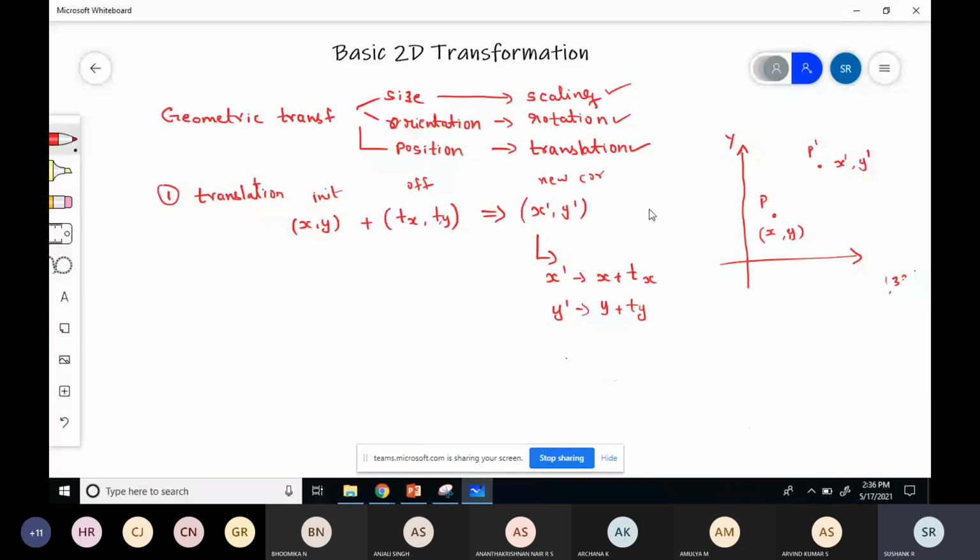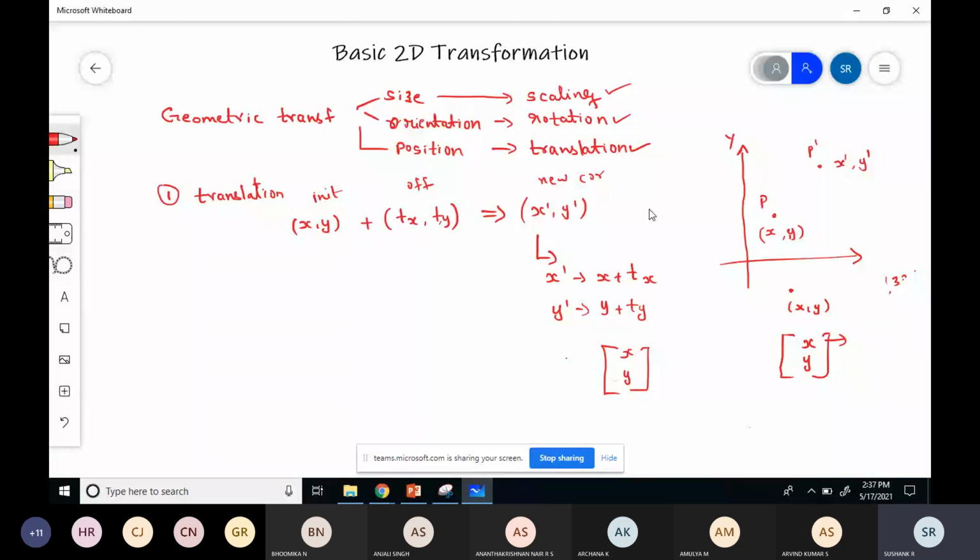So that is how the translation is performed in computer graphics. Here you know that x dash is equal to x plus tx and y dash is equal to y plus ty. We can represent a point x comma y in a matrix system as a single column matrix with x and y. So this point can be represented in a single column matrix as x, y.